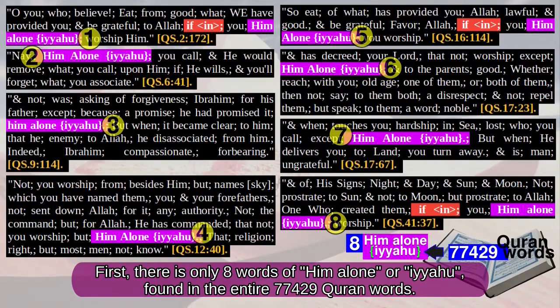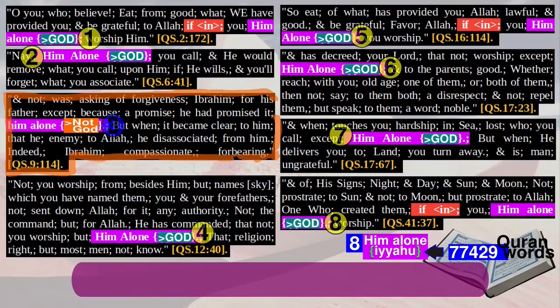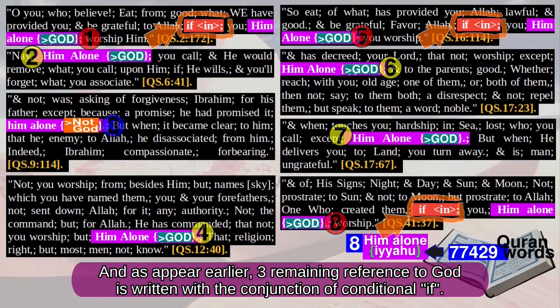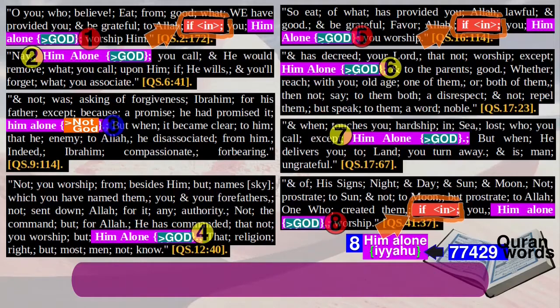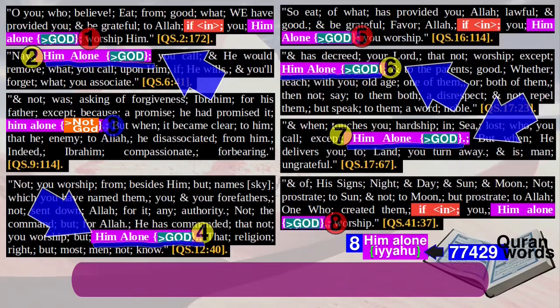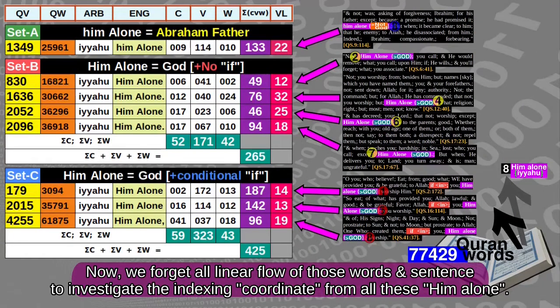First, there are only 8 words of him alone, or Iyyahu, found in the entire 77,429 Quran words. Recalling 7 as Quran's special number, only one of these 8 him alone is not a reference to God. And as appeared earlier, 3 remaining references to God are written with the conjunction of conditional if, while another 4 are without conditional if, as an exclusive subject to call, worship, prostrate or to be grateful to. Now we forget all linear flow of those words and sentences, to investigate the indexing coordinates from all these him alone.